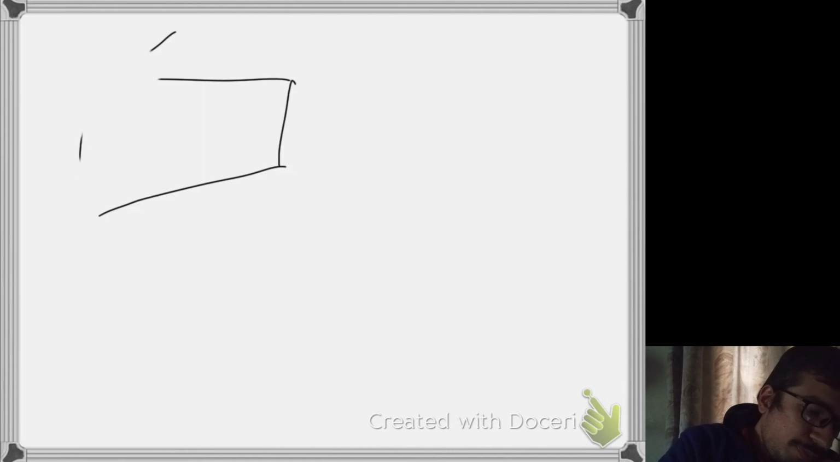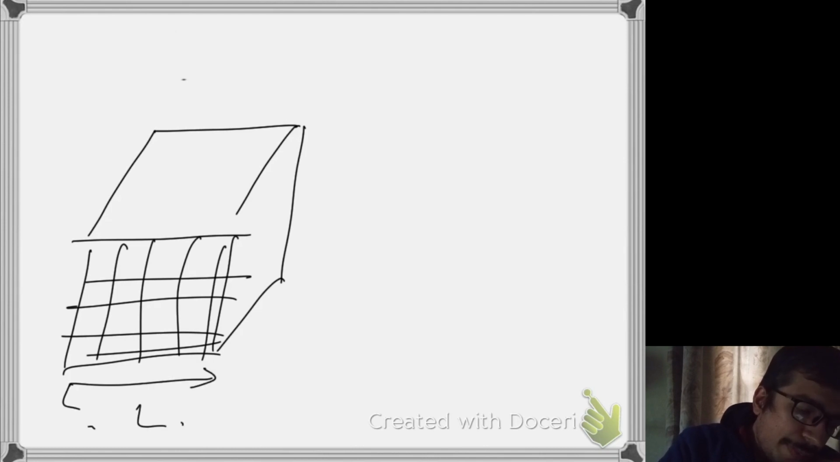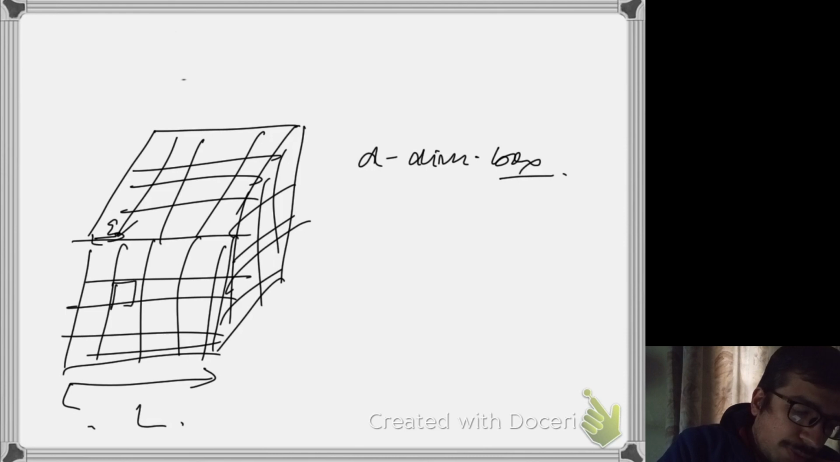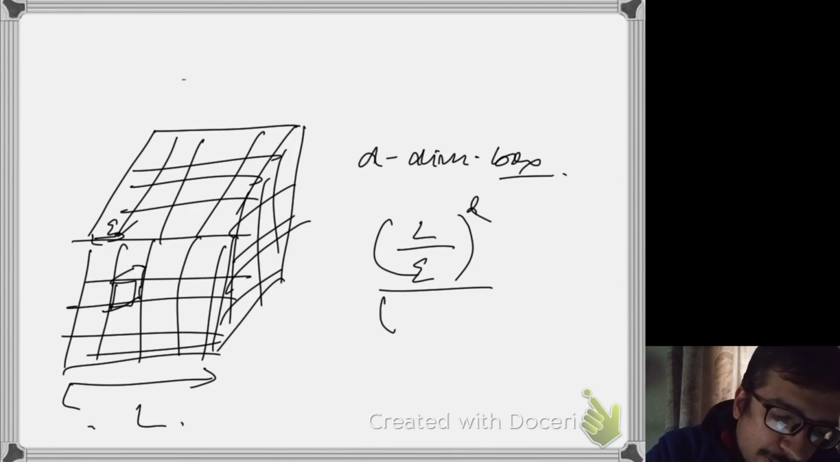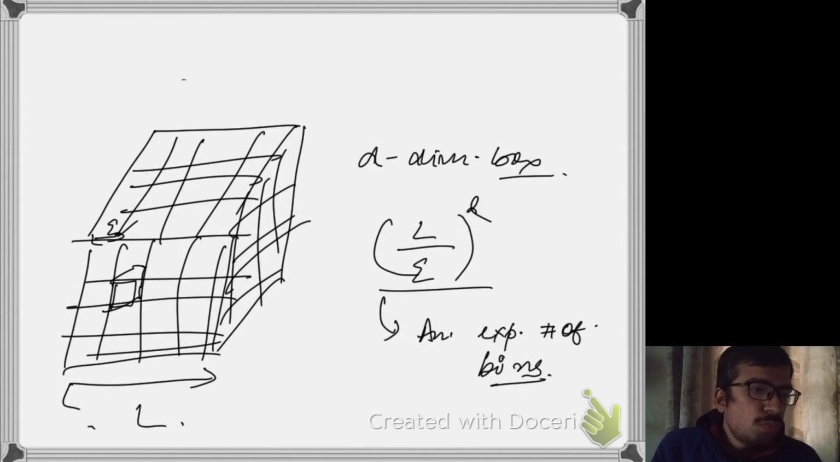Suppose you have a box, and let's say this box has length L in every dimension, and I break it into bins of size epsilon, and it's a d-dimensional box. Then the number of these small cubes which get created will be of the order of L by epsilon to the power d. So there are going to be an exponential number of these bins. If the number of bins grows with d, then the integral becomes intractable for a large dimensional latent variable.